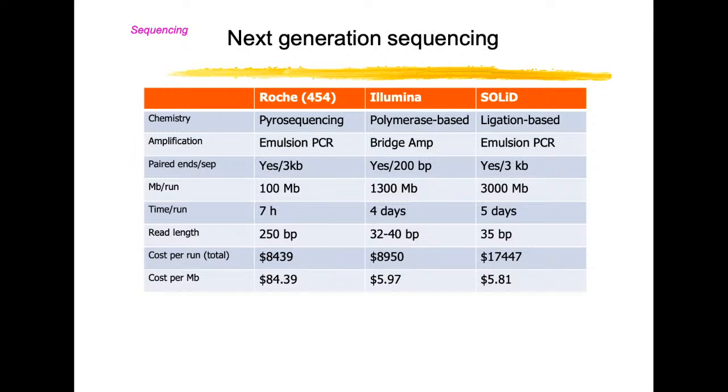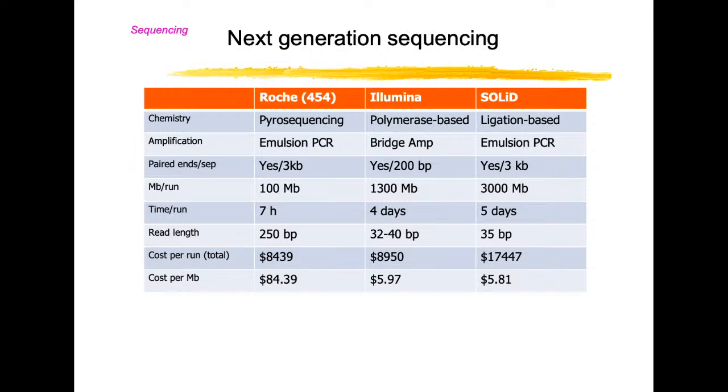Basically, there are three companies, Roche, Illumina, and Solid, whose principles are based on pyrosequencing, polymerase based, and ligation based. For the amplification of our DNA templates, we use emulsion PCR, bridge amplification, and emulsion PCR. These are the three different principles. And the megabase per run, when you run these machines, we get 100, 1,300, 3,000 megabase pairs. That's the main difference among the three.